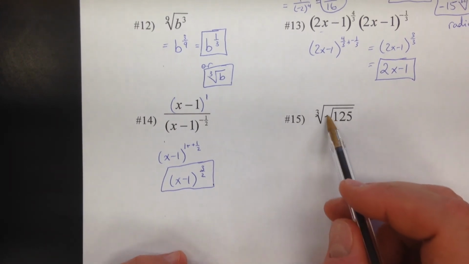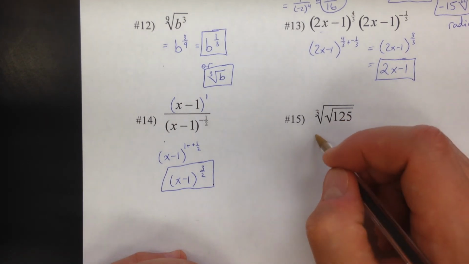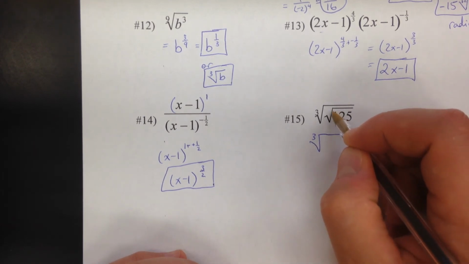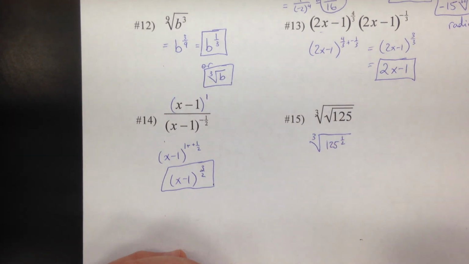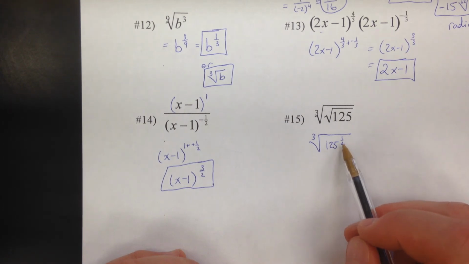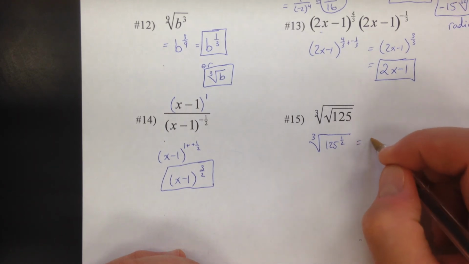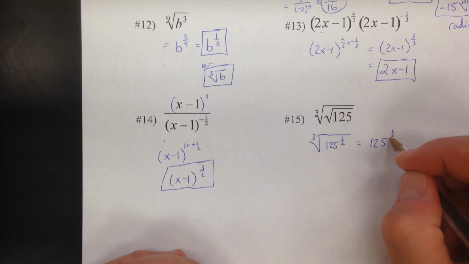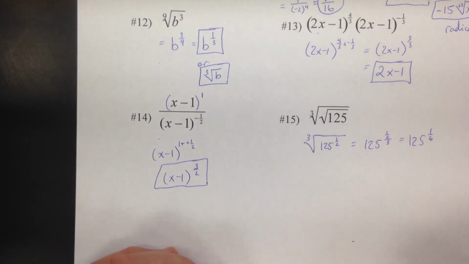Number 15, the cube root of the square root of 125. I'm going to work this from the inside out. That's the cube root of, okay, 125. The square root of 125 is 125 raised to the 1/2 power. Now if I want to change that to exponential, to rational exponent, the cube root is the same thing as 1/2 divided by 3. This looks kind of weird. 1/2 divided by 3 is 1/6. Okay, so that's 125 to the 1/6 power.